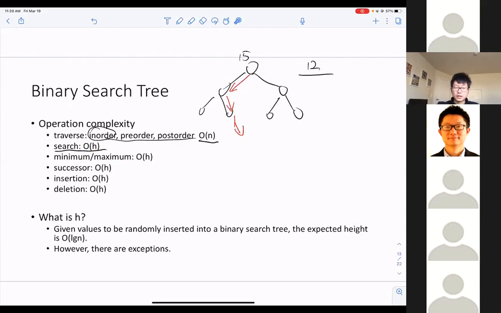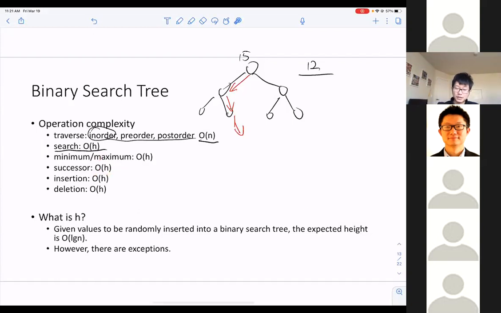And then we learned 2 more functions, which are minimum and maximum. With them, we basically find the leftmost or the rightmost node in order to find the minimum and maximum value of the tree. And then we learned the successor function. The definition of successor is the node in the tree which holds the smallest value that is larger than the node that we're currently looking at.